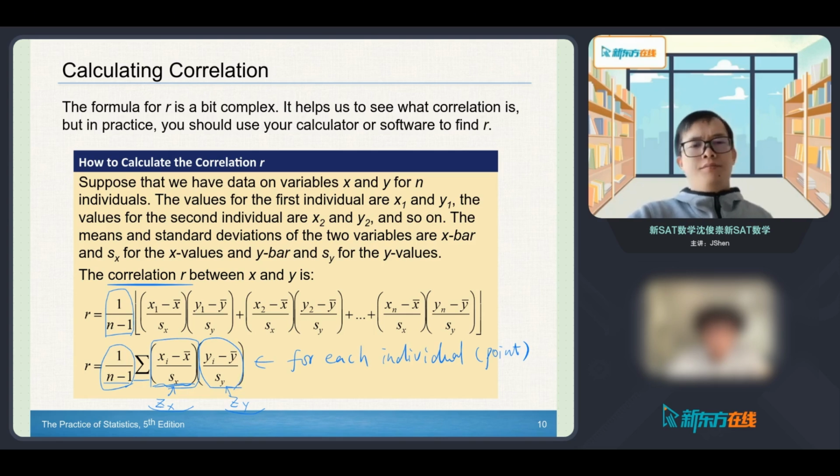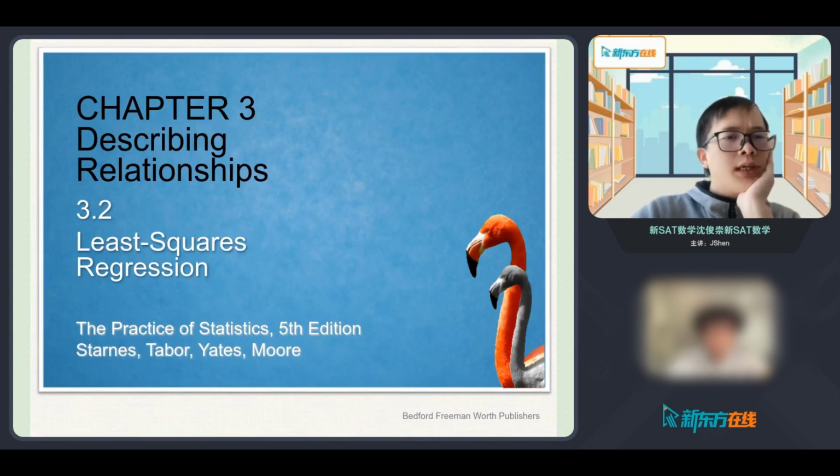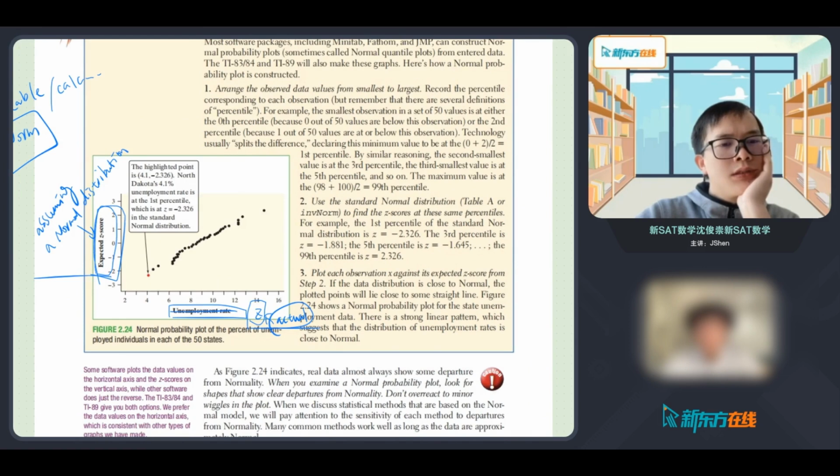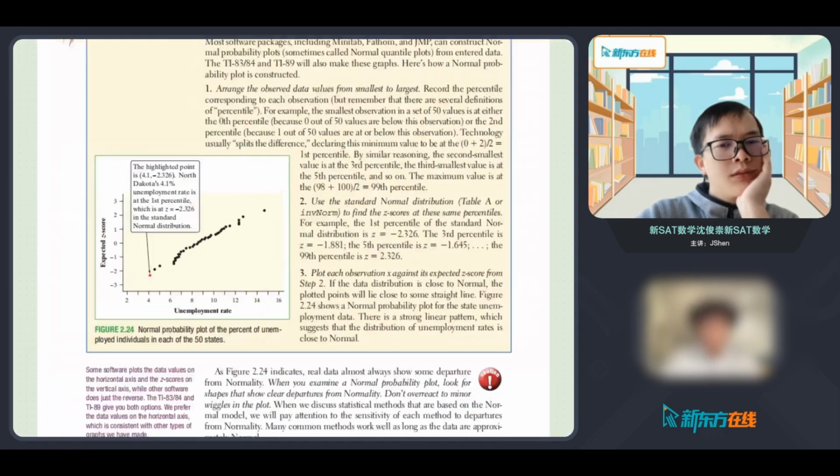Now, let me jump a little bit ahead to explain why an R value closer to 1 indicates a stronger linear correlation. Hold on, let me see. I have to go to the book again. And R value.